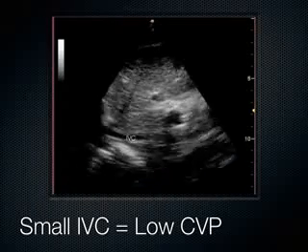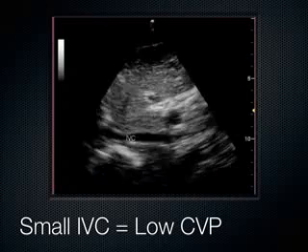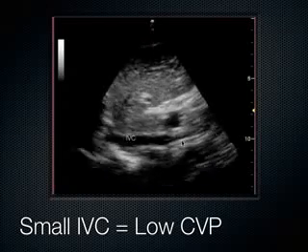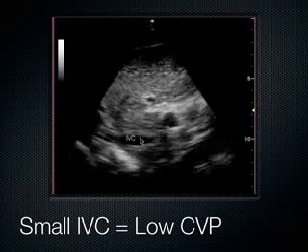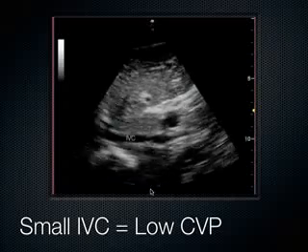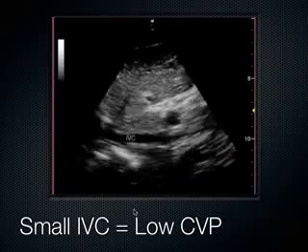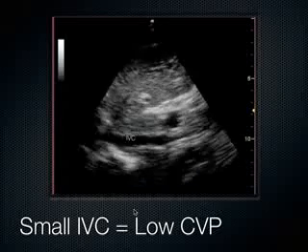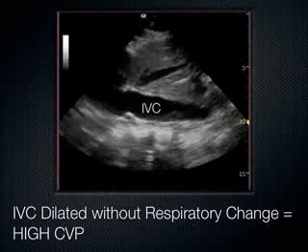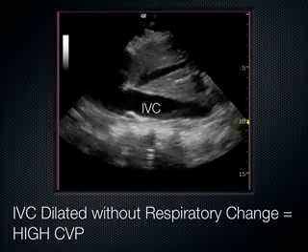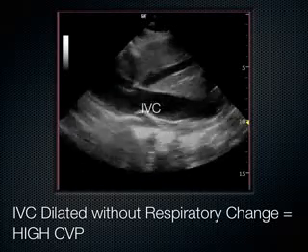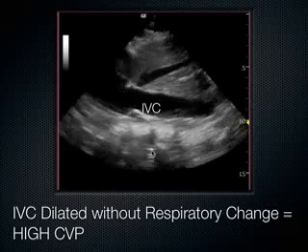Here's one that's a really small IVC that as they breathe in, it sort of collapses down. And we can see this collapsibility here going on. As they breathe in, it just completely obliterates. So that's a really low CVP. This is somebody where I'm opening up the IV fluids. Another example here of a dilated IVC, no respiratory change, high central venous pressure.